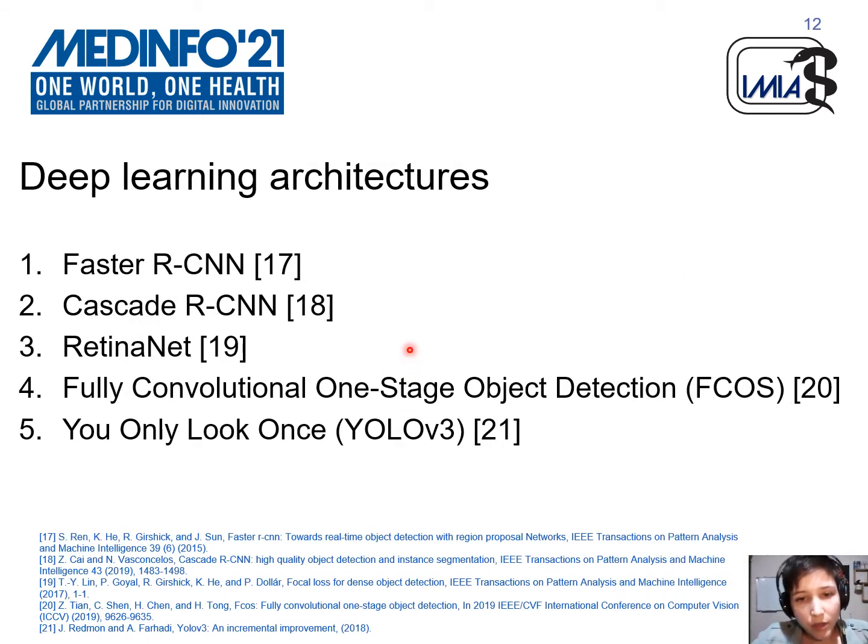The deep learning architectures chosen for this work were the Faster RCNN, Cascade RCNN, RetinaNet, the Fully Convolutional One-Stage object detection, and YOLO V3.